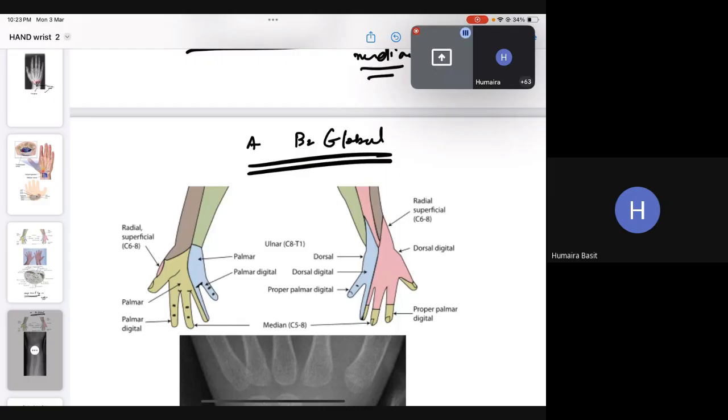Or dialysis-related amyloidosis. Really high yield, very important. You are going to see a lot of MCQs on that. First of all, can you guys just tell me what is beta-2 microglobulin? Or dialysis-related amyloidosis, very high yield.